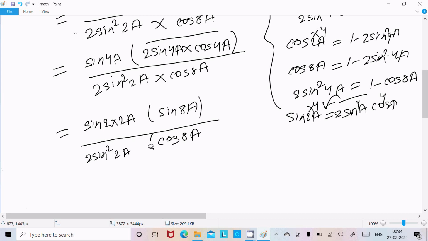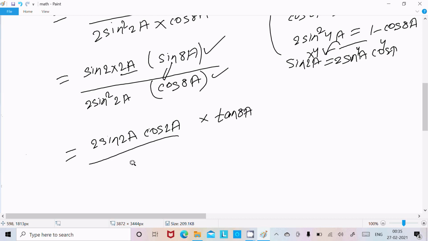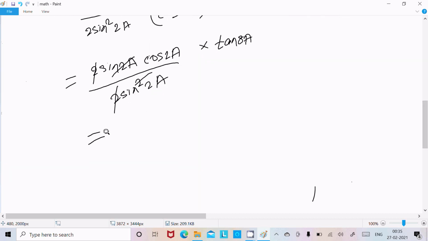Now this becomes tan 8A, and here sin 2A, we know that 2 sin A into cos A, in place of A there is 2A. And for sin A by cos A we can write tan A, so here 8A is there, so we can write tan 8A. Now in 2 sin square 2A, 2 cancels, one sin cancels, and finally the value comes cos 2A divided by sin 2A into tan 8A, so cos 2A by sin 2A becomes cot 2A.